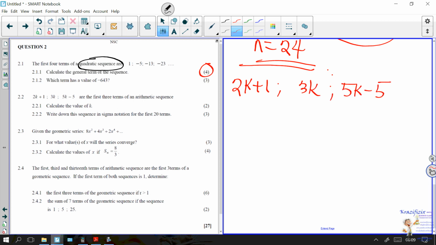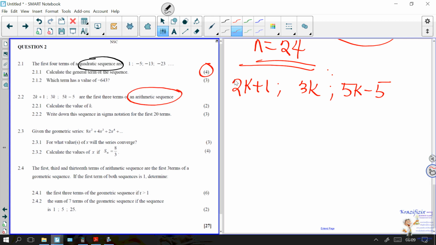5k minus 5 are the first 3 terms of an arithmetic sequence. Okay, now we talk about arithmetic sequence. We talk about the common difference. Calculate the value of k.